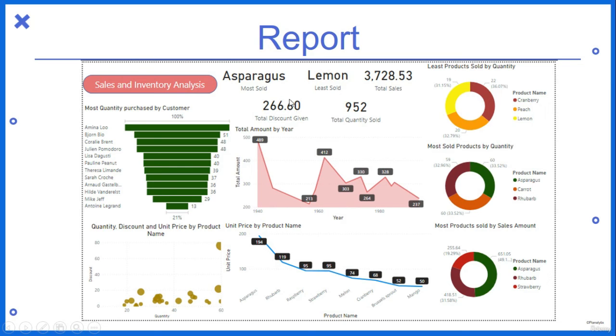This was the total amount of the discount that was given, and this was the total quantity of the products that was sold. So this is a full-fledged report for the two types of analysis, the sales analysis and the inventory analysis. The sales analysis because we are getting the sales and the discount information, the inventory analysis because we are getting the quantity information. So this is exactly what we are going to create in the upcoming videos.